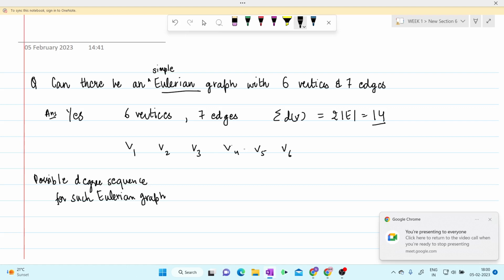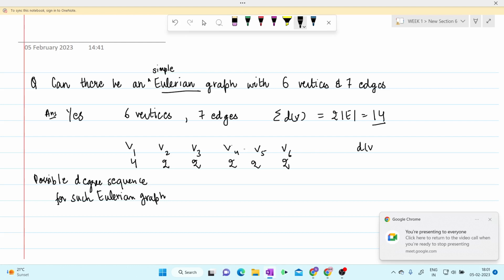4, 2, 2, 2, 2. Yes, good. Because see, the only possible degree sequence is this: 4, 2, 2, 2, 2, 2, 2. Because first of all, an Eulerian graph is a connected graph, so we cannot have an isolated vertex.